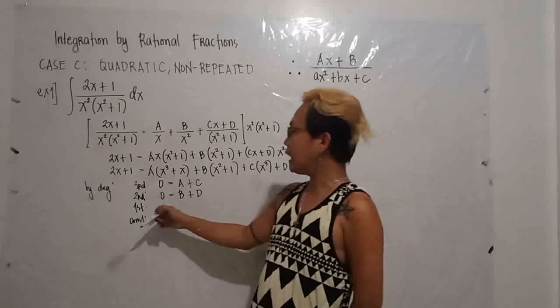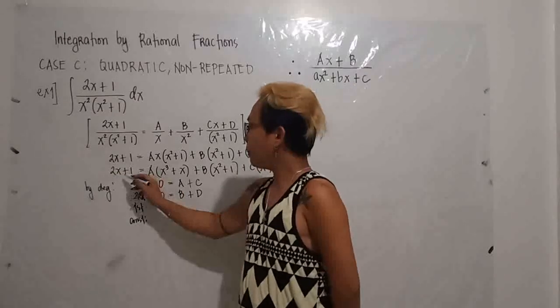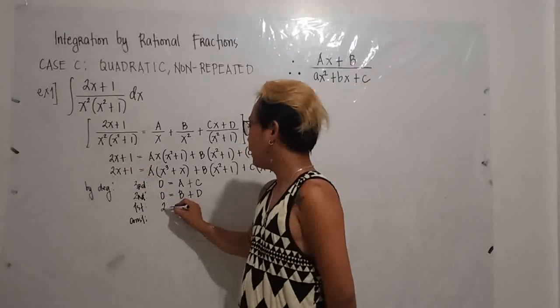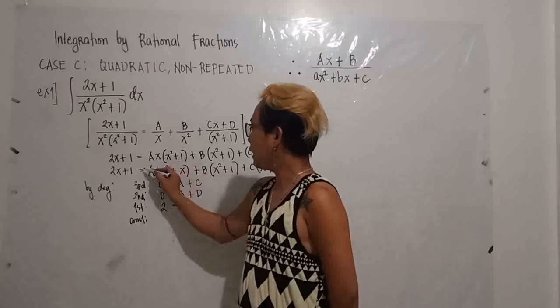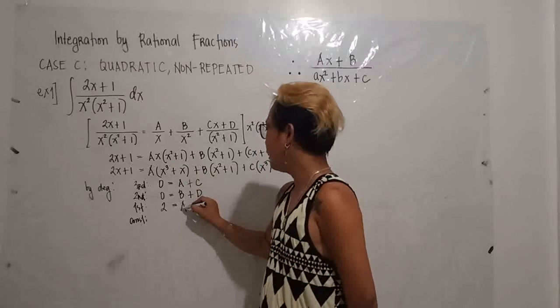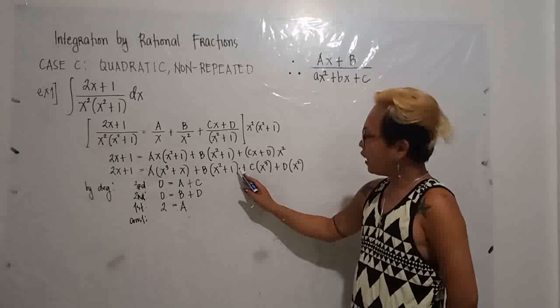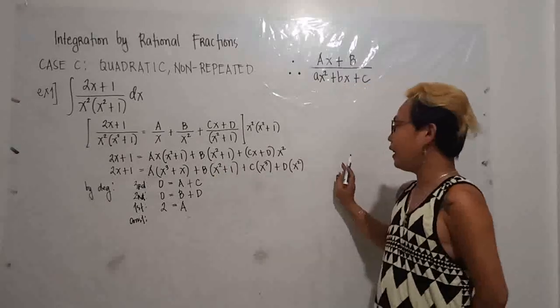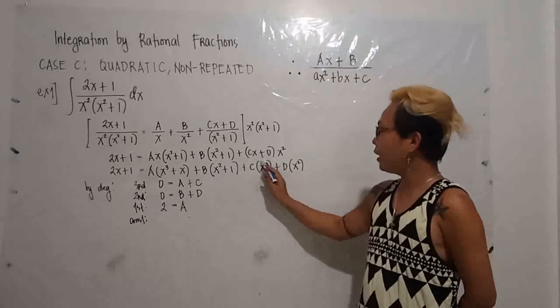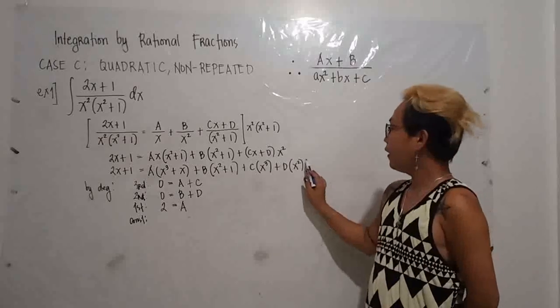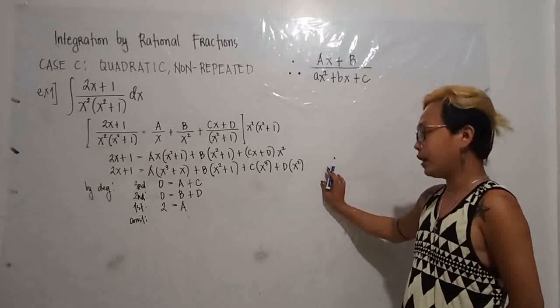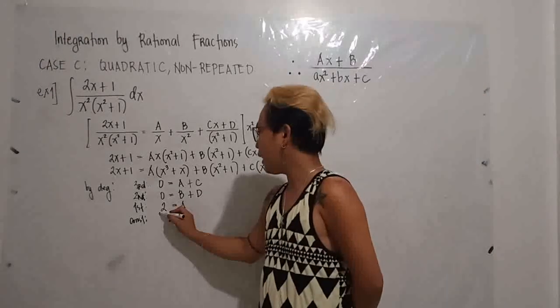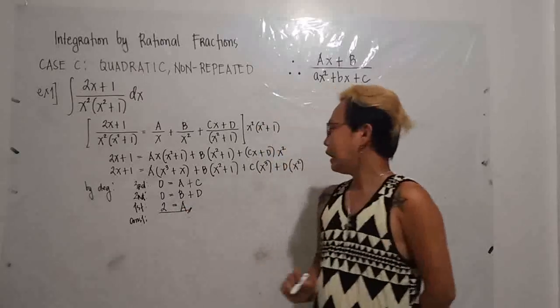Then, for the first degree, doon papasok sa 2x, so you will have 2. Then, the first degree here is A. Then, kay B, wala tayong first degree. Tapos, kay C, wala rin tayong first degree. Then, of course, kay D, wala rin tayong first degree. Therefore, you will have the value of A as 2.